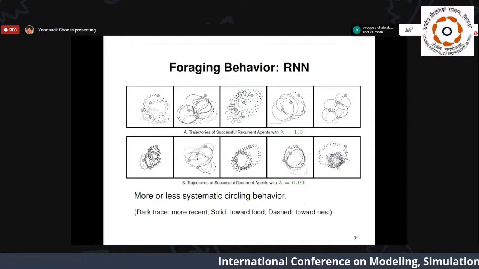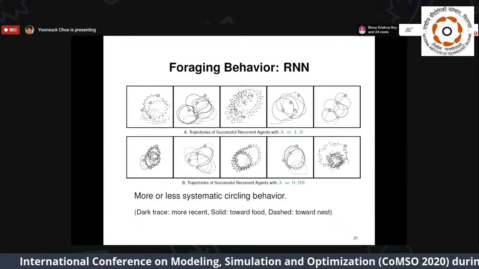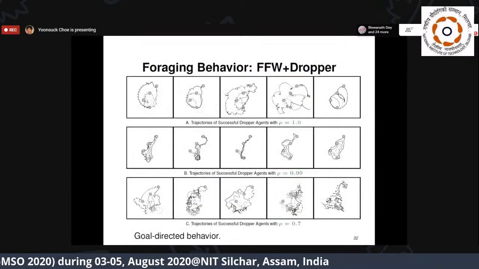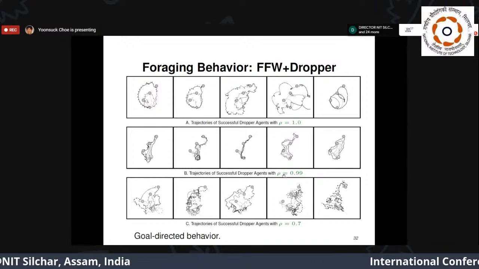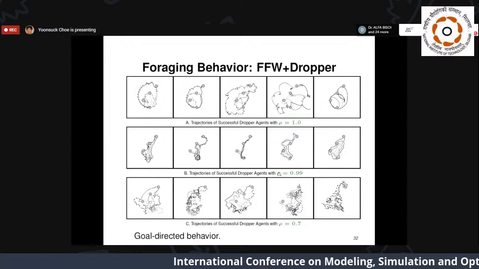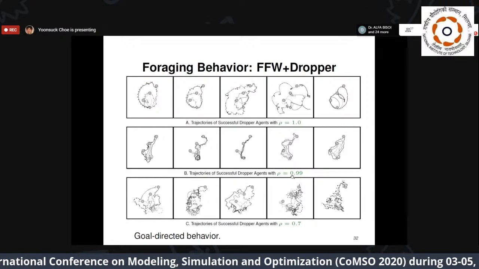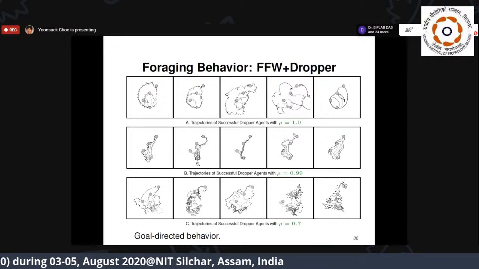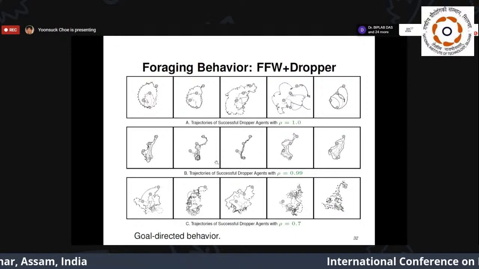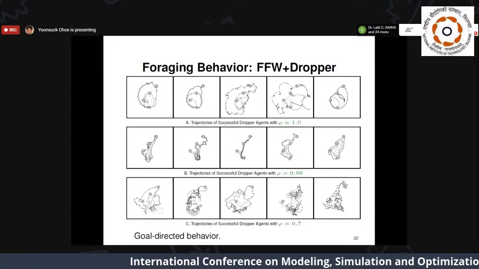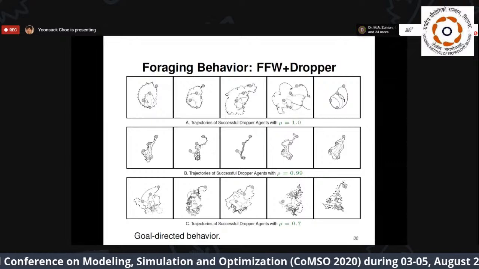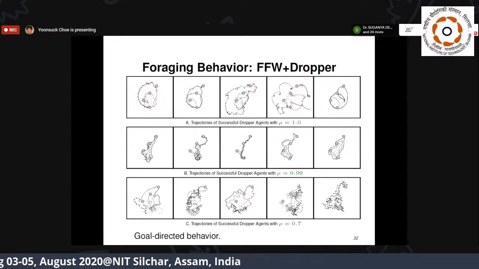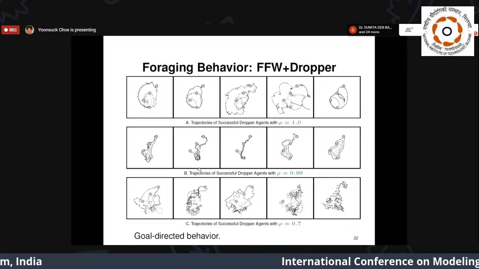So of course, recurrent neural networks can easily generate this kind of dynamic pattern. But there's really no goal-directedness in here. Whereas in our case, when you have the dropper, especially this second case with the evaporation parameter value of 0.99, it shows really strong directedness toward the goal and backward. Here is very, very targeted because it's leaving these crumbs along the path that it explores. It's much easier for it to be this specific in terms of seeking out the food.